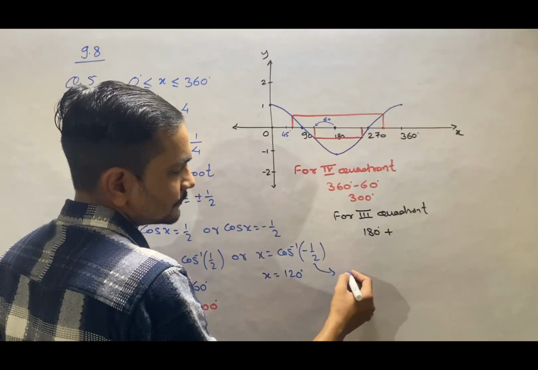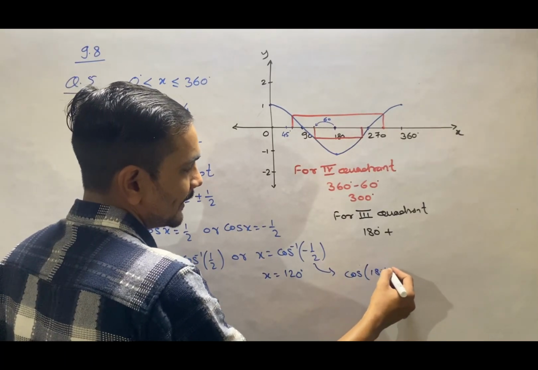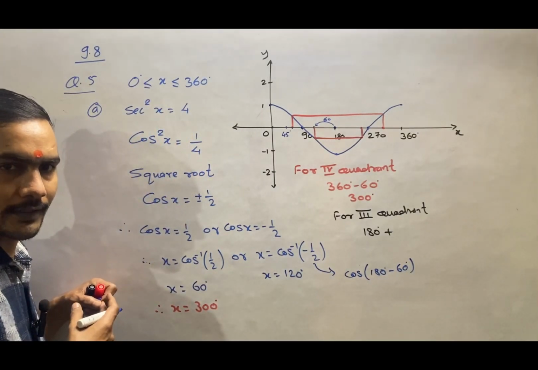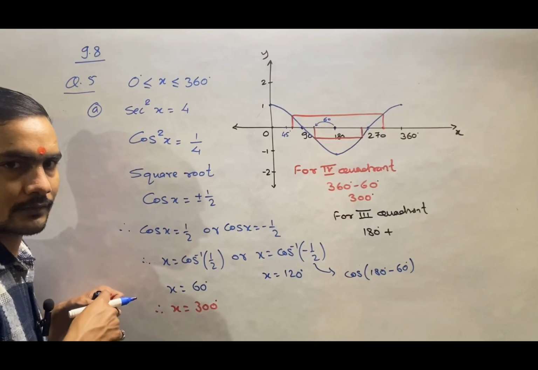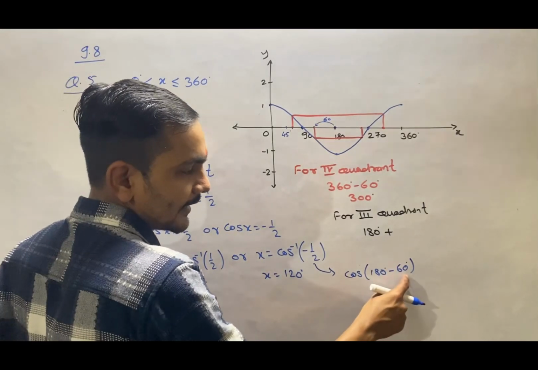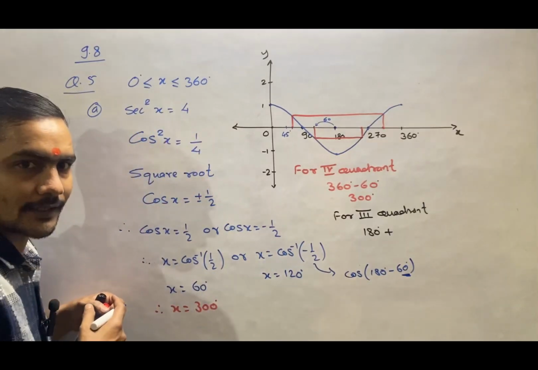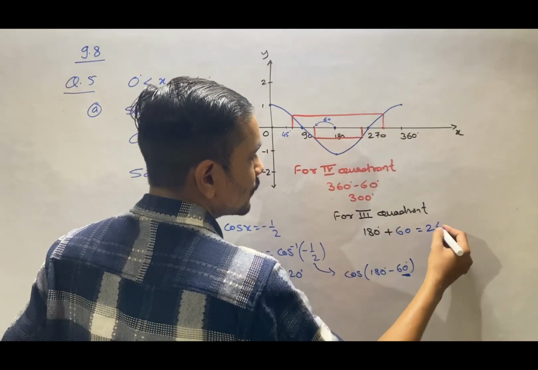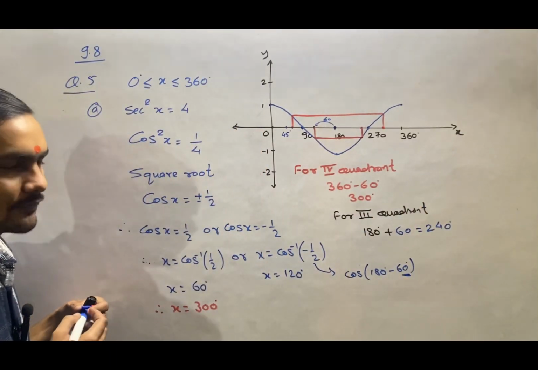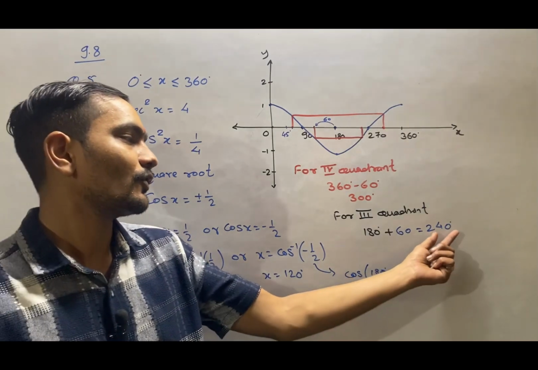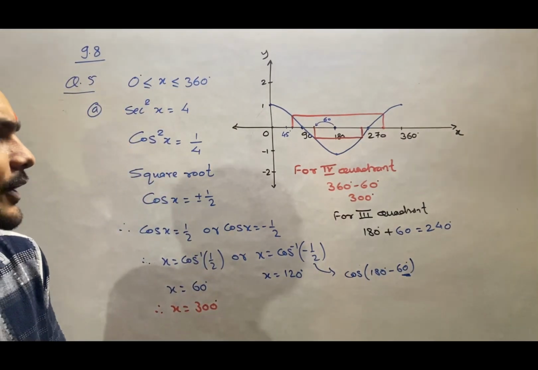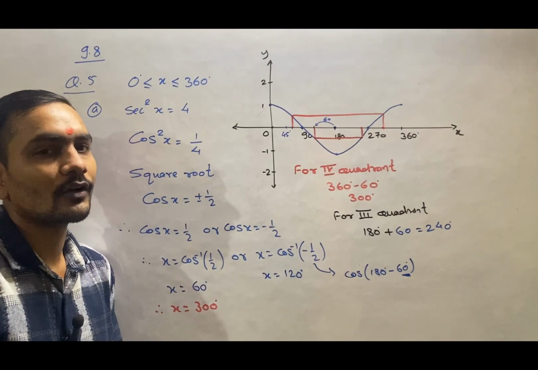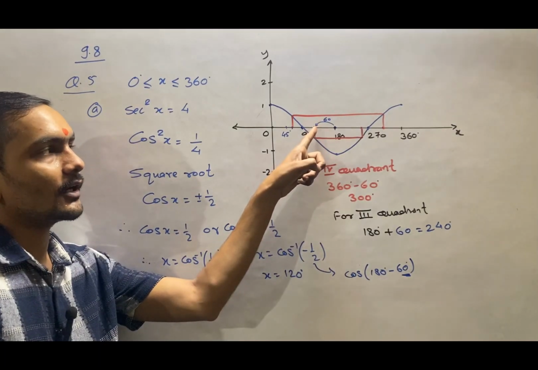So what we will do? Cos of 180 minus 60, right? That is 120. Okay, so that's why our standard angle is still 60 degrees. So we will add 60 here. Now the result is 240. Now if you use a calculator and find cos 240, you get negative 1 over 2. Yes. Okay. So we have to solve using the standard angle. Here we don't have to think according to 120.